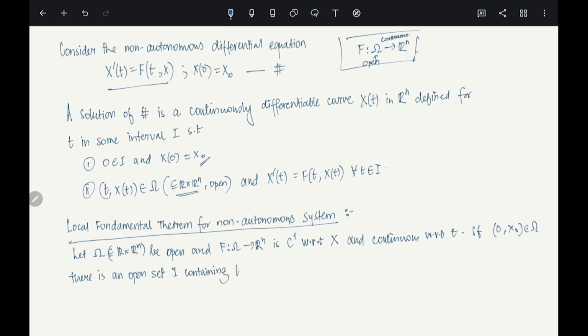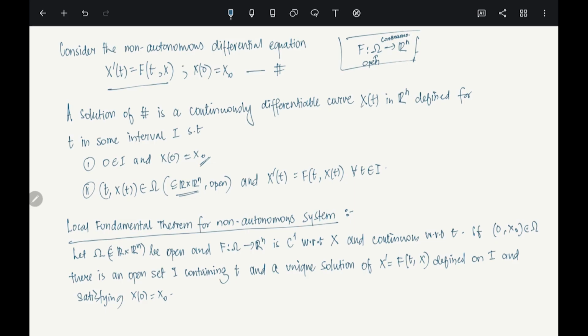This is the open set I containing t, and a unique solution of x prime equals f of t, x, defined on I, and satisfying x at the point 0 is x naught. See, 0 doesn't have to be 0, it can be any t naught, doesn't really matter. I'm just writing it to be 0 to make it look pretty, that's all.